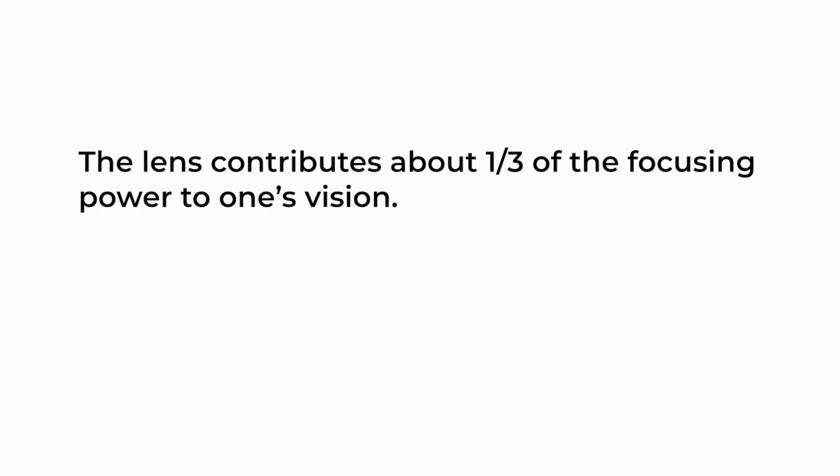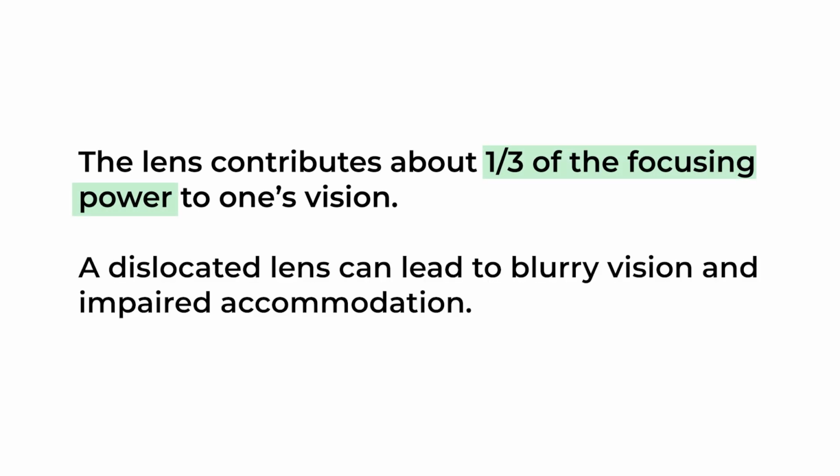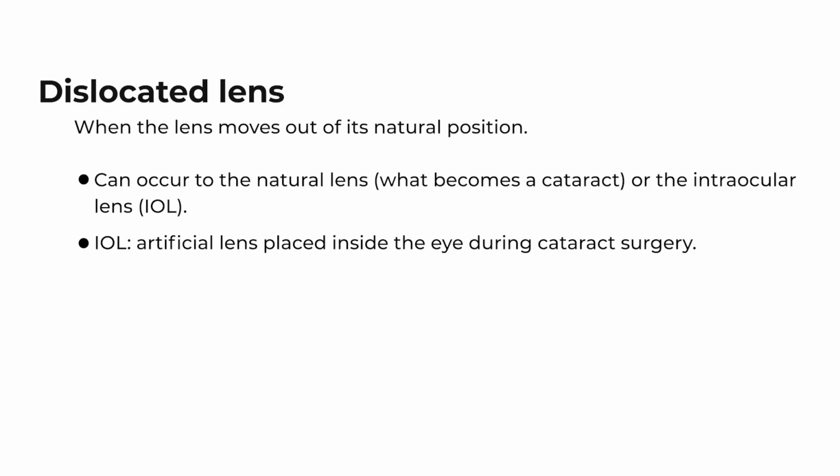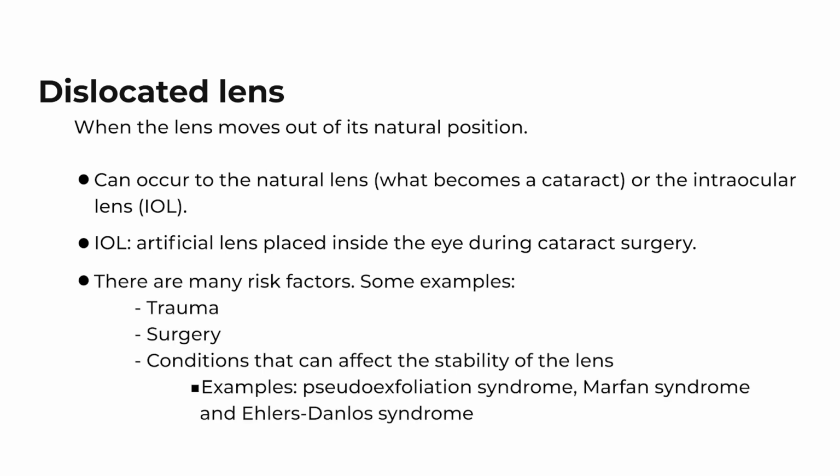Because the lens generally contributes about 1/3 to our vision, if the lens is really out of position or it's fallen to the back part of the eye, that can really affect a patient's vision. Now, there are many risk factors, just some I'm going to highlight. Trauma, as well as conditions that can affect the stability of the lens. Some examples are pseudoexfoliation syndrome, Marfan syndrome, and Ehlers-Danlos.